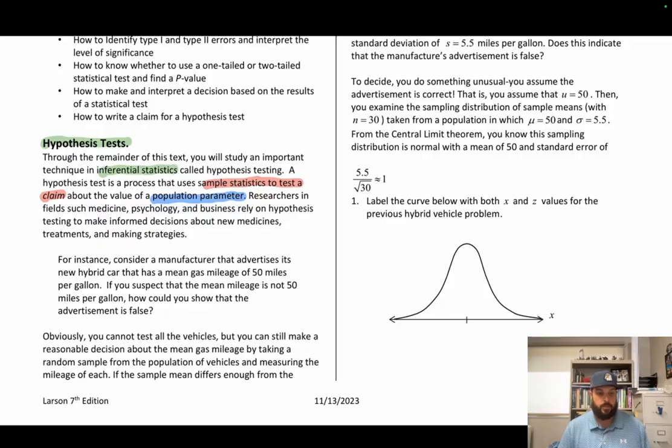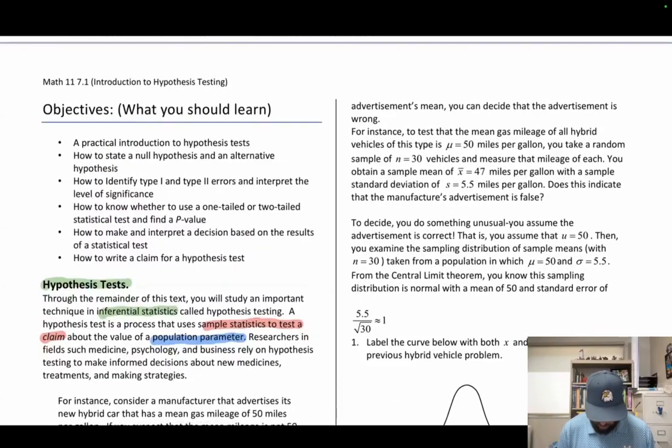Okay, so let's look at our example here. For instance, consider a manufacturer that advertises its new hybrid car that has a mean gas mileage of 50 miles per gallon. If you suspect that the mean mileage is not 50 miles per gallon, how could you show that the advertisement is false? So we can't test all the vehicles, but we can still make a reasonable decision about the mean gas mileage by taking a random sample and measuring the mileage of each.